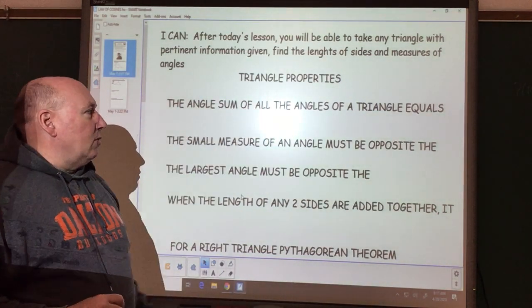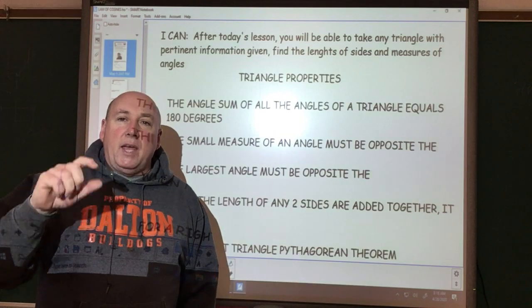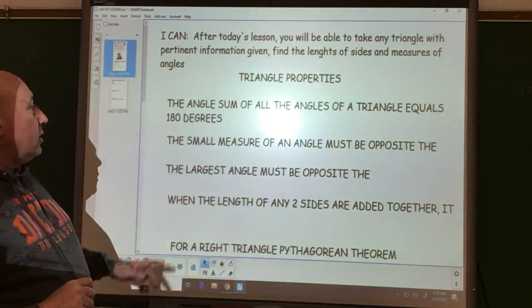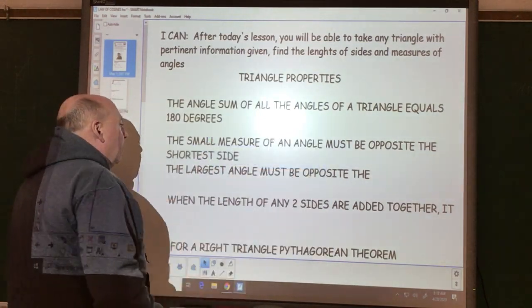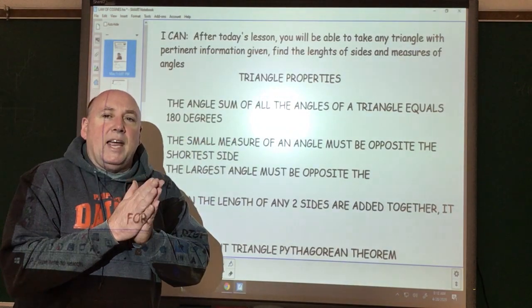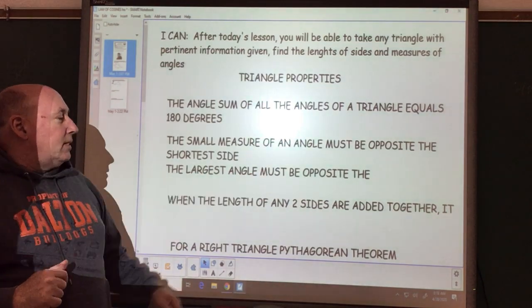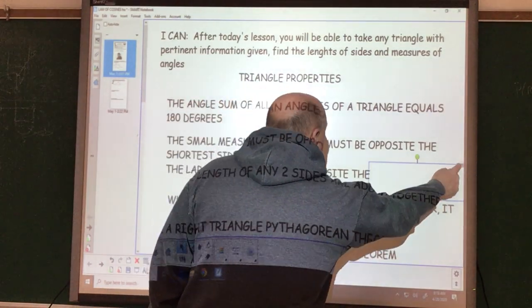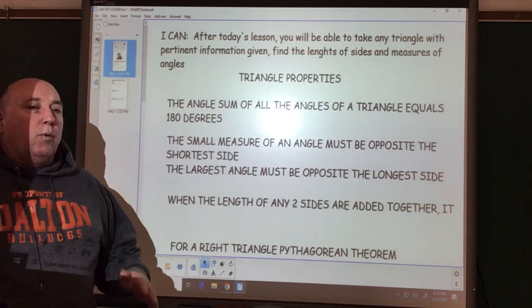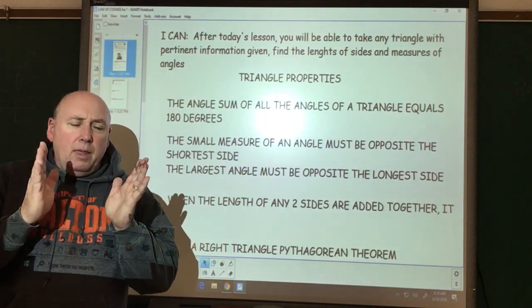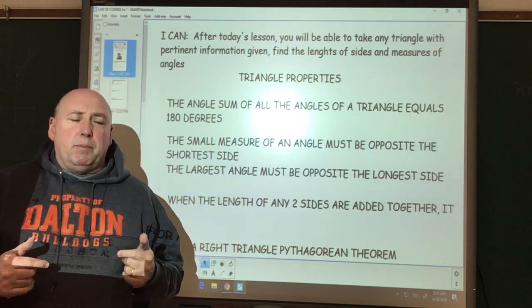The sum of the angles of a triangle equals 180 degrees. If you add up all the angles of a triangle, they add up to 180 degrees. The smallest angle must be opposite the shortest side, and the largest angle must be opposite the longest side. So when I'm looking at a triangle, the biggest angle has to be opposite the biggest side, and the smallest angle has to be opposite the smallest side.